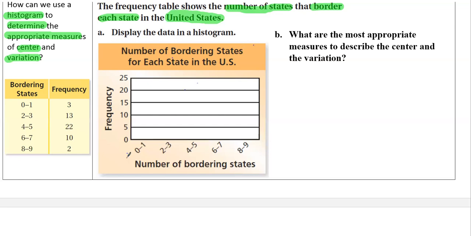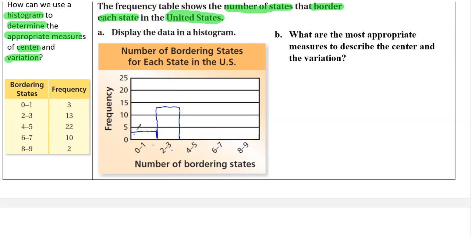Display the data in a histogram. 3 is about here. I apologize for my very bad, not great drawing, but that's okay. Bordering states, 2 to 3 states that they're bordering. 13, okay, so that's about here, maybe? Like I said, this will not be perfect, but I think it should tell us enough about the shape of the distribution to figure this out.